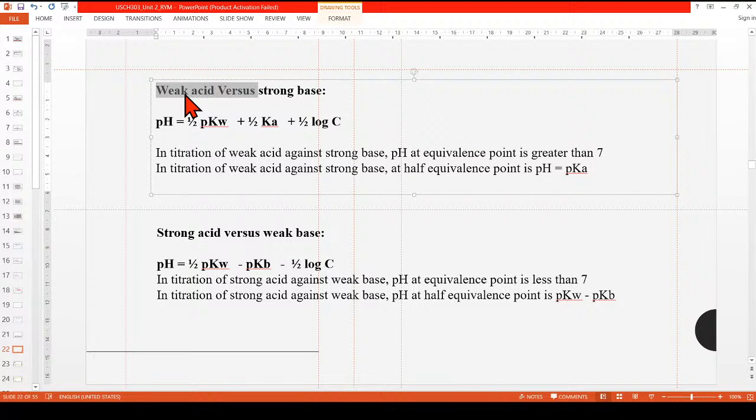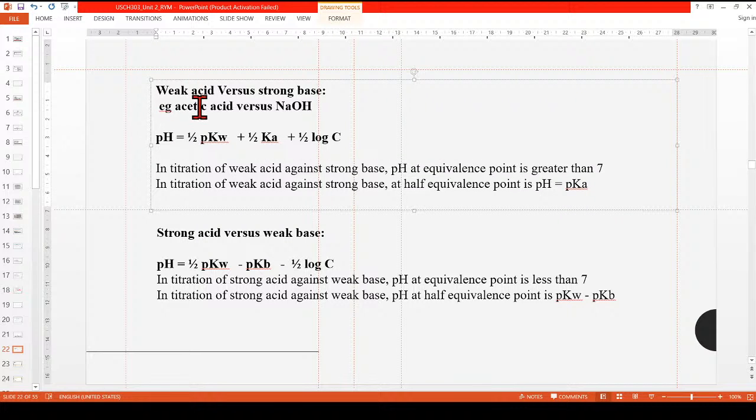Your acid is weak, like acetic acid is your weak acid. If you are titrating acetic acid versus NaOH, this type of titration will be the weak acid versus strong base. Your acetic acid is a weak acid and NaOH is a strong base.